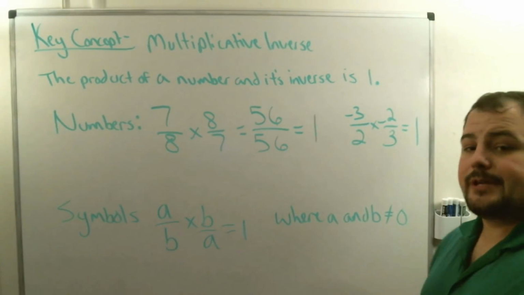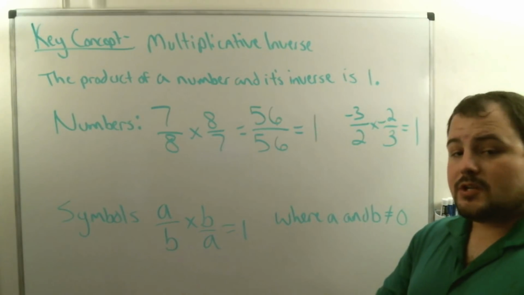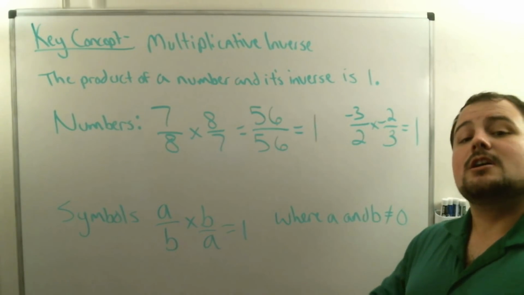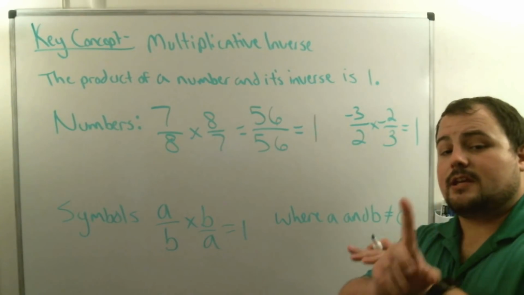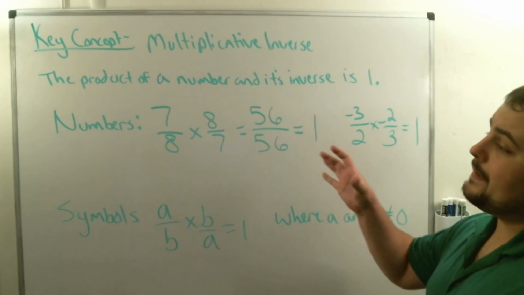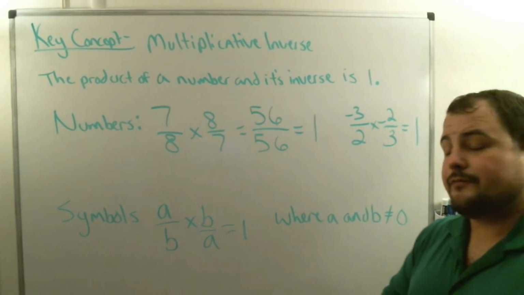We're talking about multiplicative inverse because we're going to be using multiplicative inverses to solve problems. So it's very important to understand the idea of taking a fraction and multiplying by the same fraction flipped to get the answer of 1. So multiplicative inverse is the product of a number and its inverse, which equals 1. We just covered that on vocab.